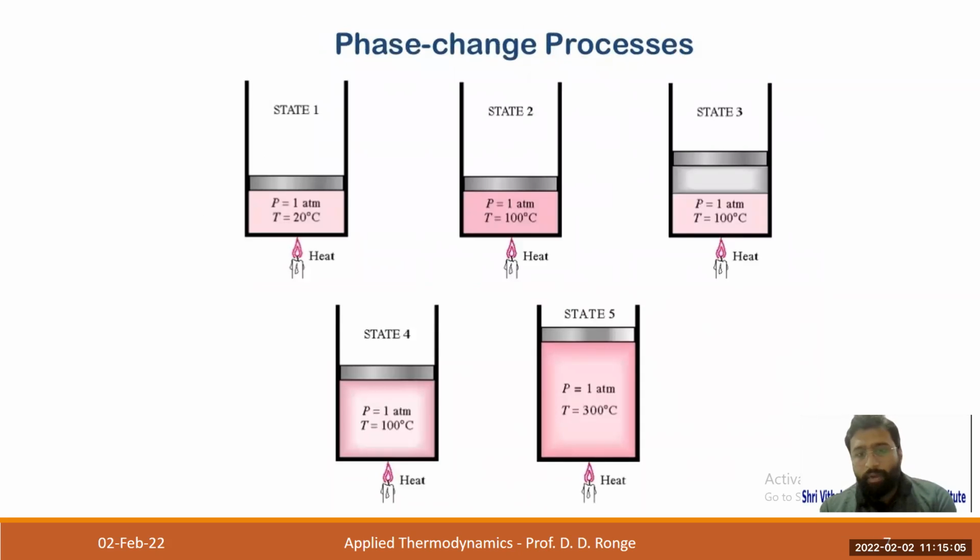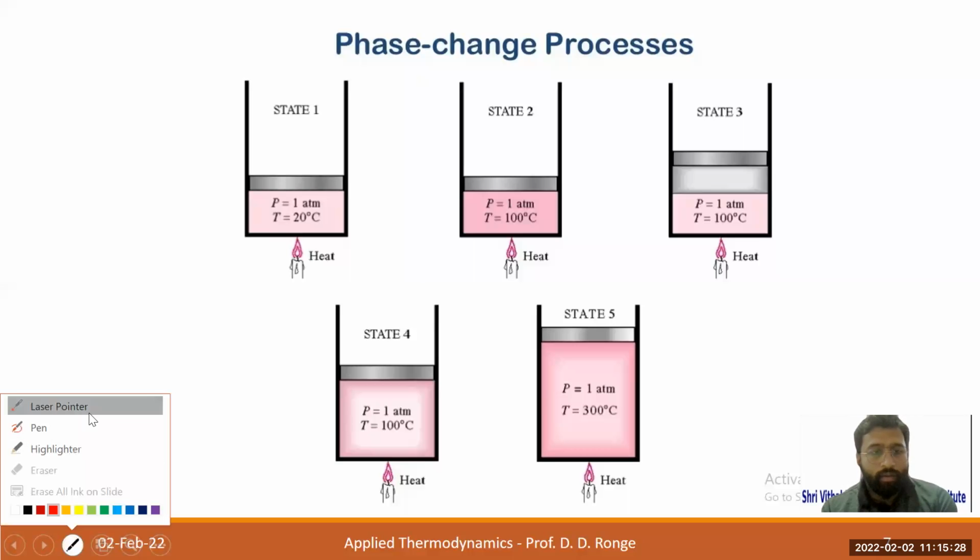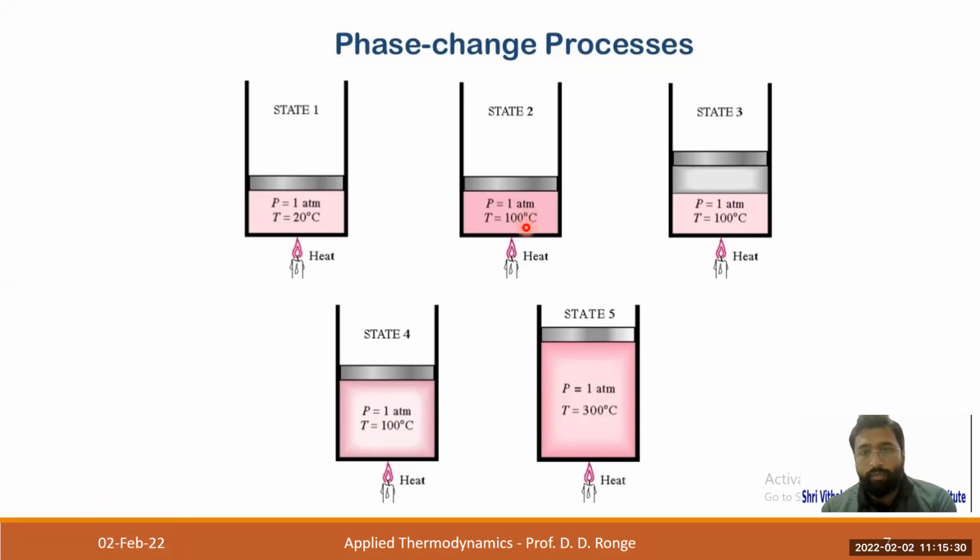So with this example, we have seen here state 1 was purely liquid, at 1 atmosphere pressure and 20 degrees Celsius temperature. I have given some heat, it goes to 100 degrees Celsius. Now for 1 atmosphere pressure, the boiling point of water is 100 degrees Celsius, so that is why here it is 100 degrees Celsius. Then what happens? Some of the water changes to steam.